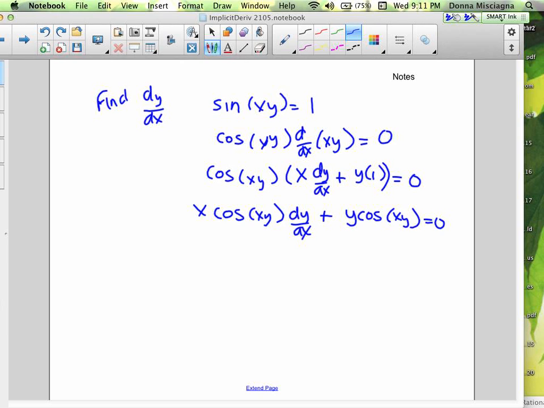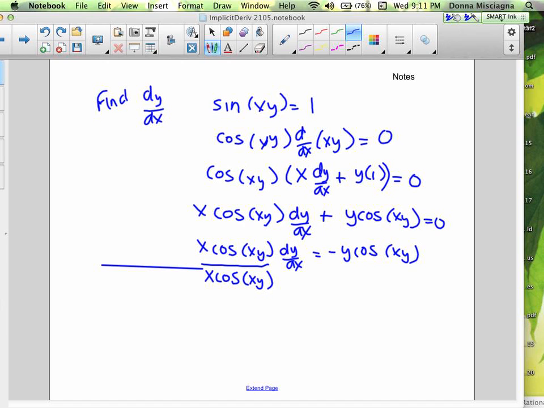equals 0. We'll subtract the things that do not have a dy dx to the other side. So we have x cosine xy dy dx equals negative y cosine xy. And that's kind of odd. We're going to divide both sides by x cosine xy.